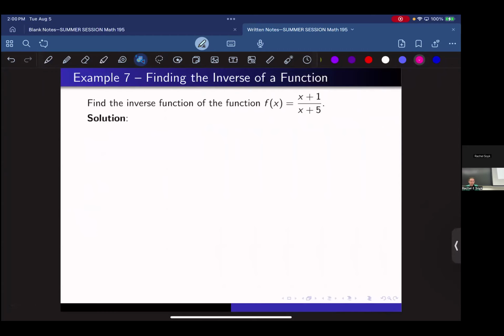Let's do another example. So f of x is the same as y. We have y is equal to x plus 1 over x plus 5. Next step is swap out your x and y's. And then now we want to isolate our y. So x as a fraction is just x over 1, so that we can go ahead and cross multiply.